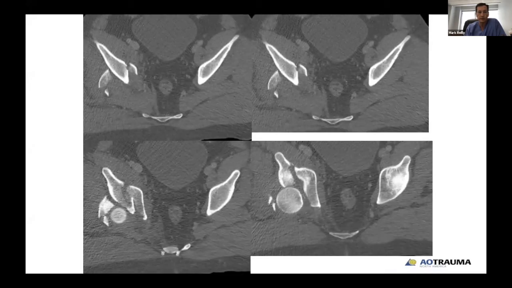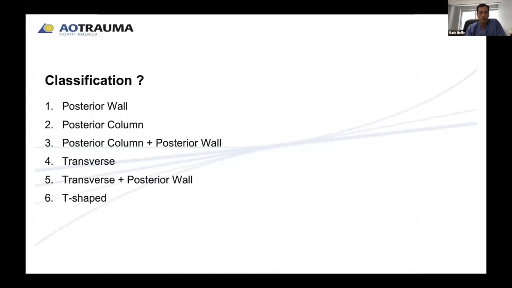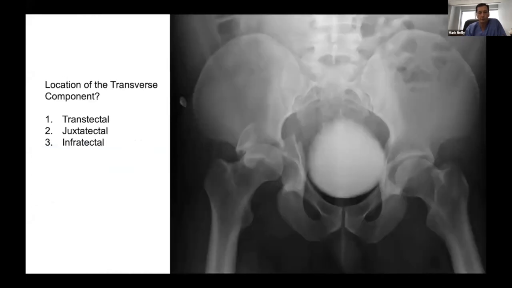We can show you now some cuts of the axial CT, which confirm our diagnosis. We have cuts through the roof of the obturator foramen and the ischial ramus to confirm that there's no fracture there. And so we have confirmed our diagnosis of a transverse posterior wall. Now, I would ask you one other thing. If you could bring up the other poll question to subclassify the transverse component. This should only take a couple of seconds: transtectal, juxtatectal, or infratectal on the location of the transverse.